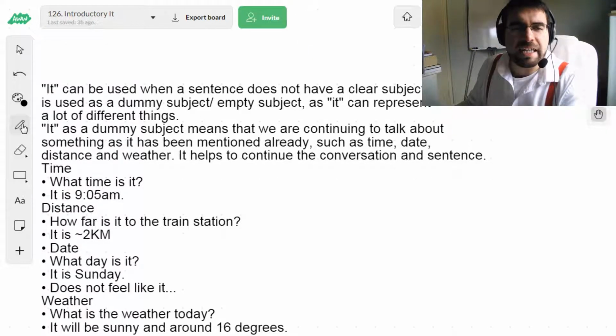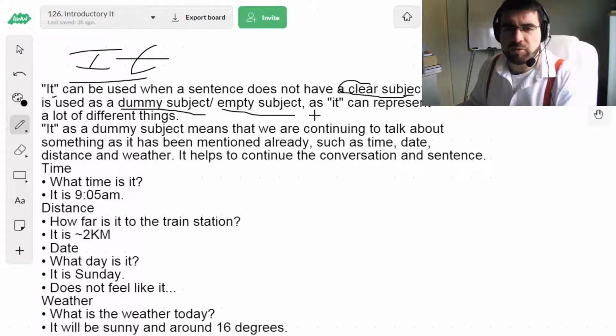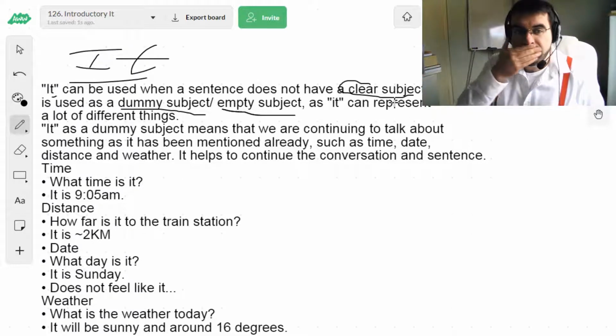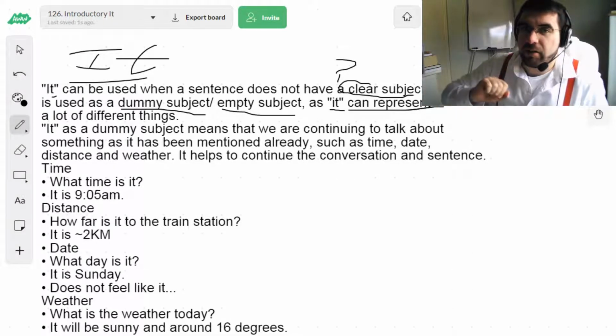Let's have a look at it. What it's all about. Because it is used when a sentence does not have a clear subject, and is used as a dummy subject or empty subject, as it can represent different things. So when it's not clear what we're talking about, it can represent the things we were already talking about.